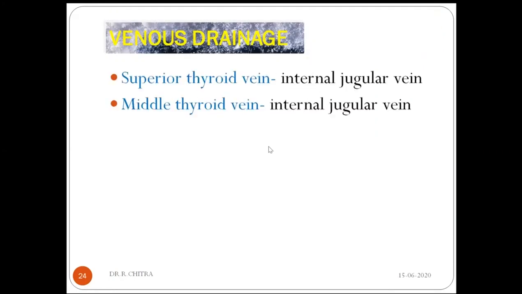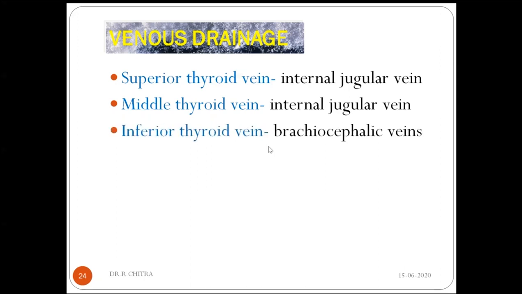Venous drainage. Superior thyroid vein will accompany the outer border of the superior belly of the omohyoid and drains into the internal jugular vein. Middle thyroid vein will again follow the medial border of the omohyoid muscle and drains into the internal jugular vein. A bunch of inferior thyroid veins emerge from the lower border of the isthmus and drain into the brachiocephalic vein, mainly on the left side.